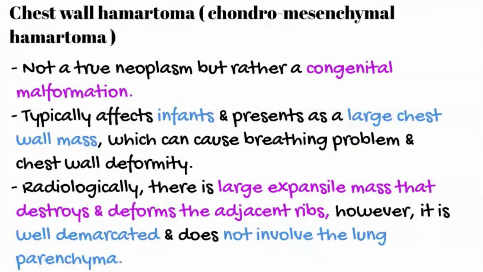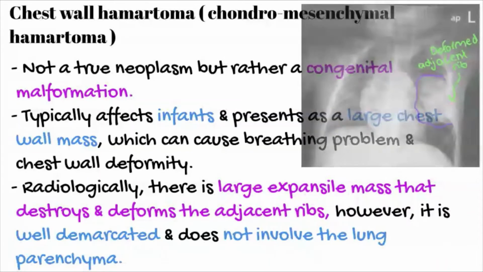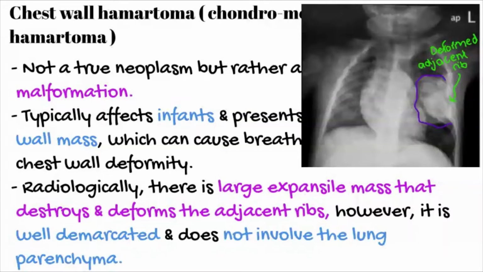Radiologically, there is a large expansile mass that destroys and deforms the adjacent ribs. However, it is well demarcated and does not involve the lung parenchyma. In this chest X-ray, the left lung shows a large chest wall mass with deformed adjacent ribs.